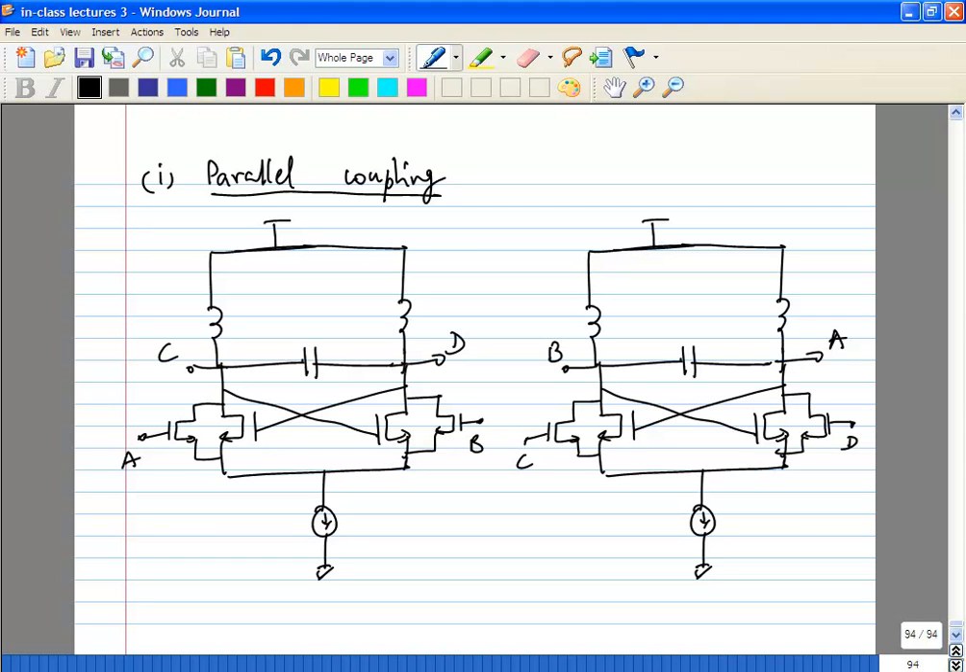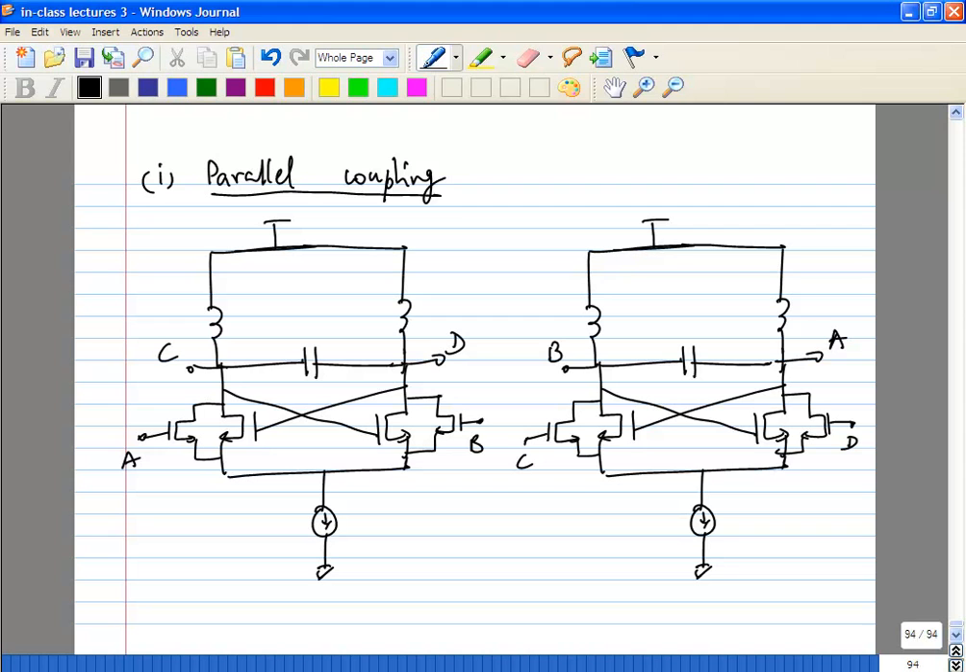So let's say the outputs of the oscillators are AB and CD. The way we are going to connect the couplings is, on one oscillator the outputs C and D are going to go directly, on the other one we are going to take the outputs and flip them over and then connect them. And this will give you your quadrature.